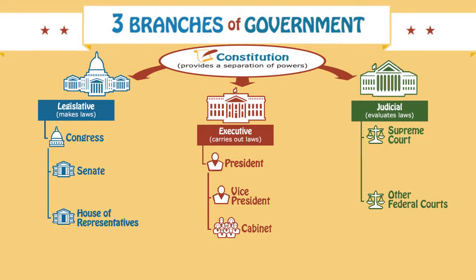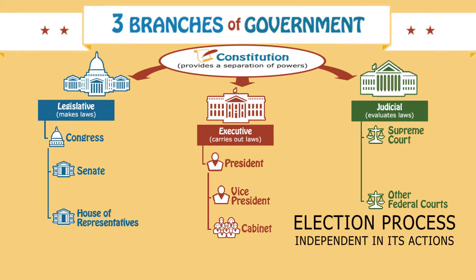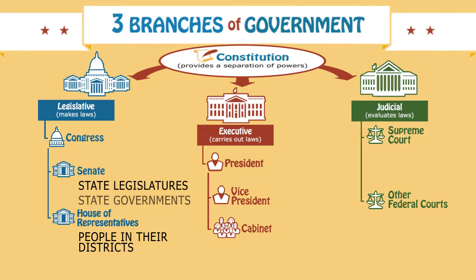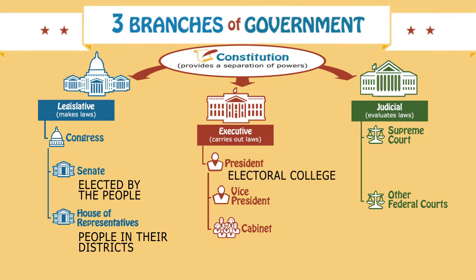Now, believe it or not, there's more. The Constitution has another built-in safeguard in the election process. You see, each branch of government is independent in its actions because each branch is selected by different electorates. The members of the House are chosen by the people in their districts. The members of the Senate were originally chosen by the state legislatures and represented the state governments. However, we know that changed later. Now, senators are elected directly by the people. The president was chosen by the Electoral College, and they were a distinct group of people chosen for that very occasion. Judges were appointed by the president with the advice of the Senate.